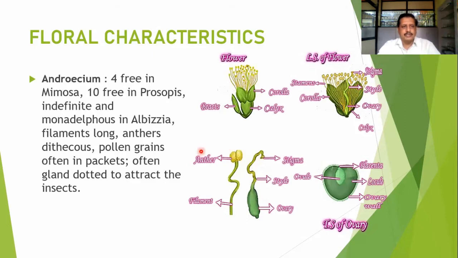And pollen grains, often in packets, we normally call them pollinia or massulae because they are in masses or in tetrads. They may be found here. So pollen massulae can also be observed here, as well as pollen tetrads in this family. Often gland-dotted structures are there to attract the insects.